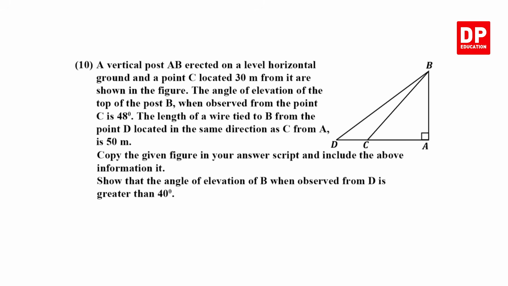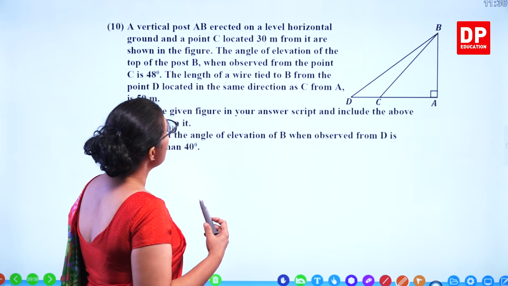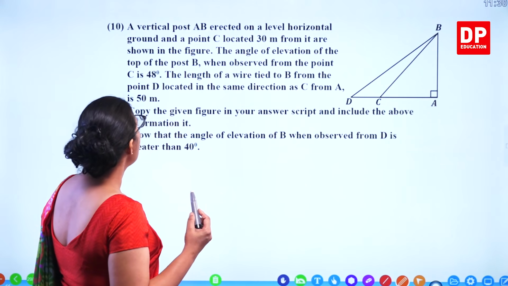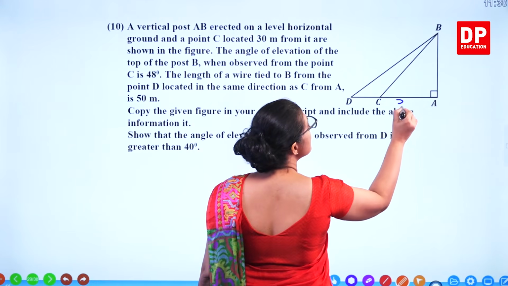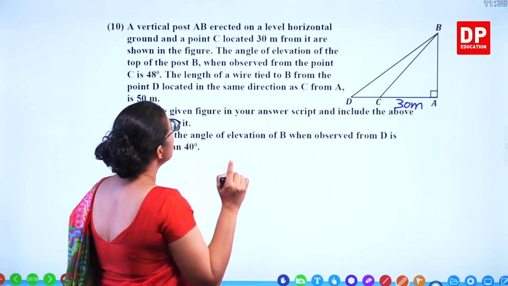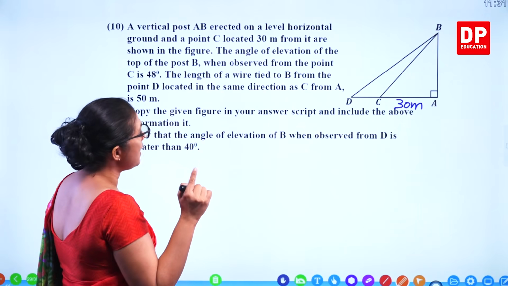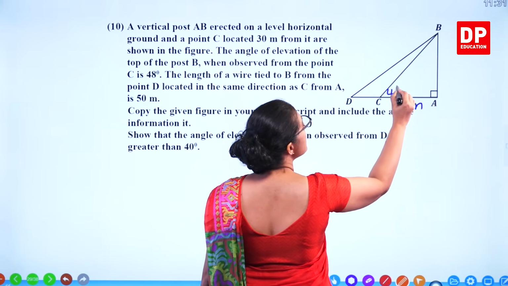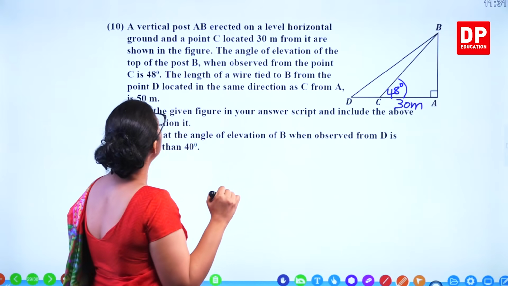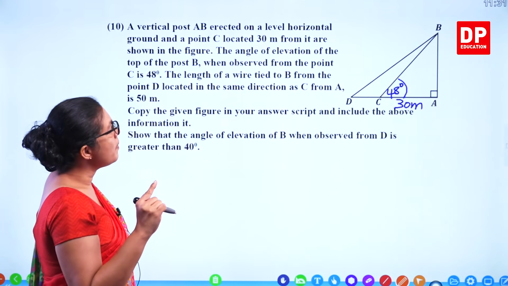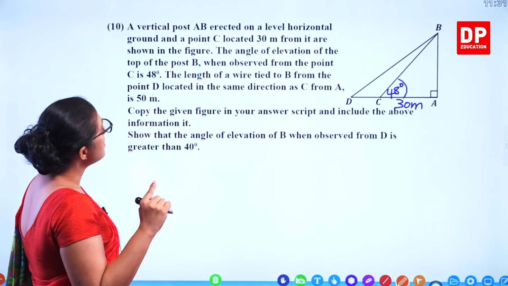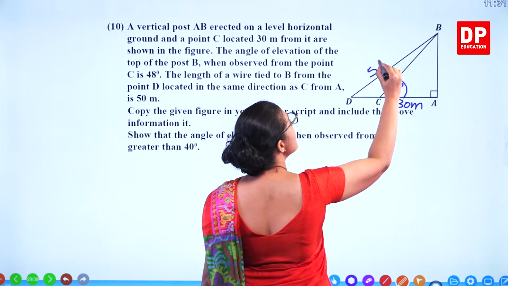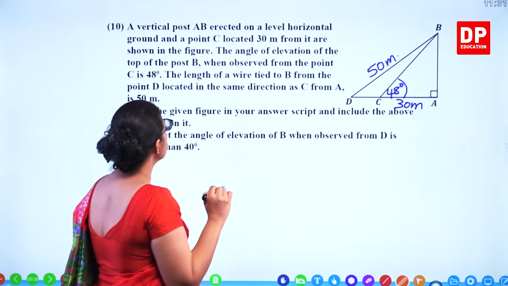Now you can do question number 10. A vertical post AB erected on a level horizontal ground and a point C located 30 meters from it are shown in the figure. So this is 30 meters. The angle of elevation of the top of the post B when observed from the point C is 48. So 48 is the angle of elevation, and the length of the wire tied to B from the point D located in the same direction as C from A is 50 meters. So the length of the wire is given as 50 meters.